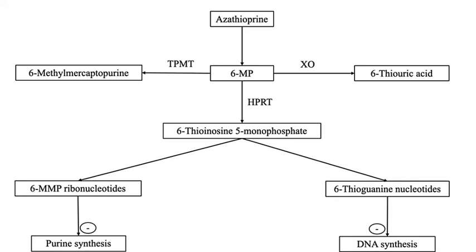What is the enzyme that is genetically deficient in some patients, and in those patients, azathioprine can lead to severe bone marrow suppression? That enzyme is thiopurine methyltransferase, or TPMT. People with low or absent TPMT activity can't metabolize azathioprine or 6-mercaptopurine properly, which can lead to severe bone marrow suppression if standard doses are given. That's why genetic testing for TPMT activity is sometimes recommended before starting those drugs.